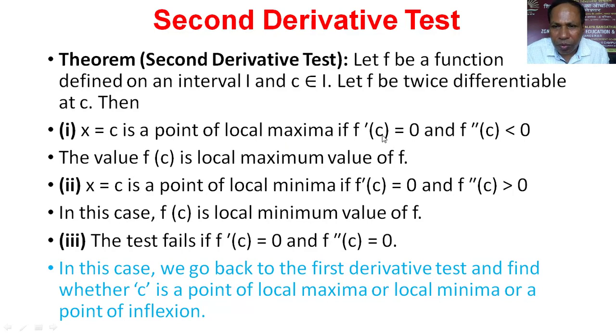Now we put the critical points one by one in the second derivative. The points for which the second derivative is less than 0 are called the points of local maxima, and the points for which the second derivative is greater than 0 are the points of local minima. And suppose the second derivative also vanishes for some of those critical points, then those points will be the points of inflection.